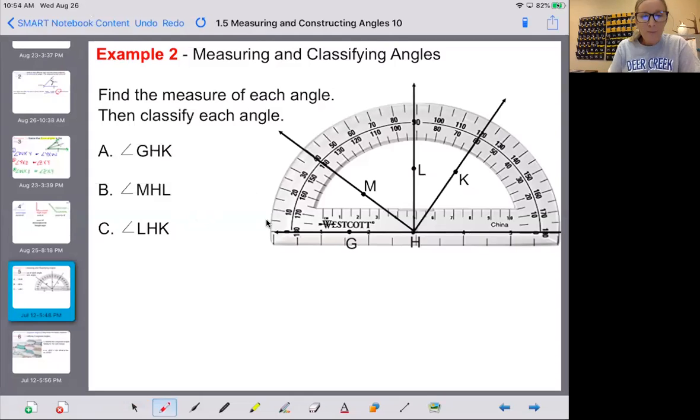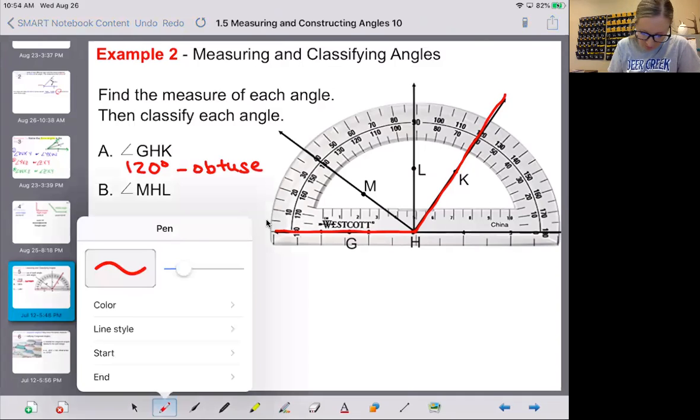Okay, so we need to find the measure of angle GHK. So you'll notice I'm just tracing out the letters. I started at G, went to H, then up to K. So from G all the way over to K, if you follow it all the way around, it looks like it stops at about 120. So I'm going to say that's 120 degrees. Now we also have to classify. What that means is it acute, right, obtuse, or straight? So we see that 120, of course, is greater than 90, and so you'll call this one obtuse. All right, let's move to the next.